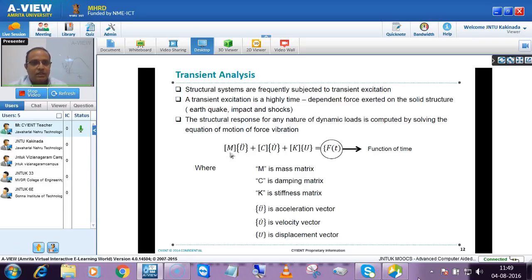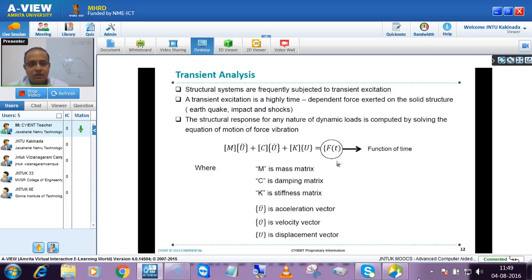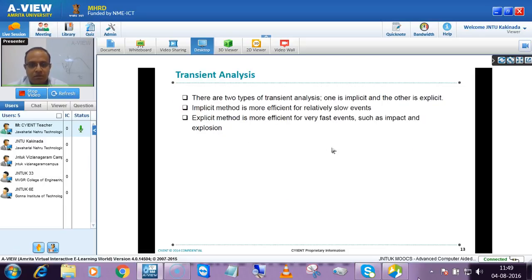So here M is the mass matrix. Here U double dot is the acceleration vector, C is the damping matrix, U dot is the velocity vector, K is the stiffness matrix, and U is the displacement. Okay, and F is the force. Generally we use this equation to solve transient analysis.